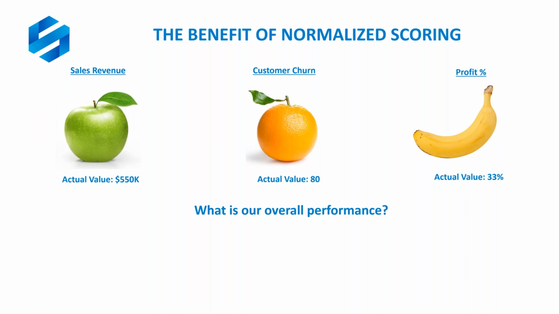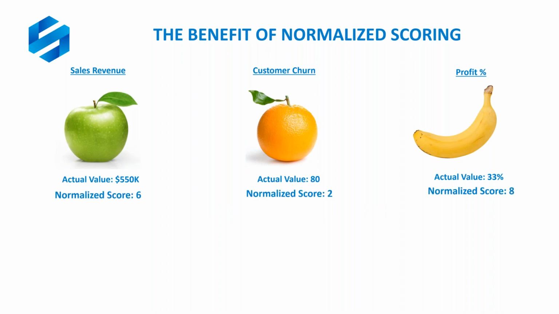The question again here is, what is our overall performance across these different measures that are likely coming from different departments or different divisions within your organization? So to answer that question, again, this is where we strongly recommend and apply the idea of the normalized scoring system.